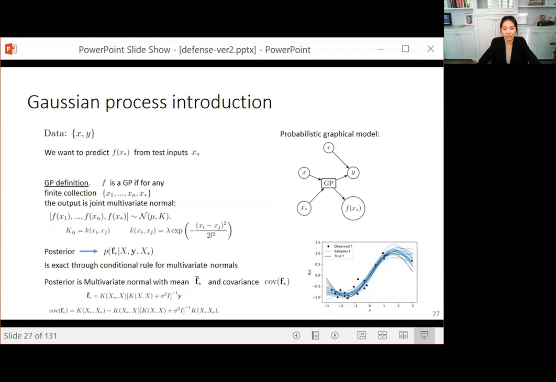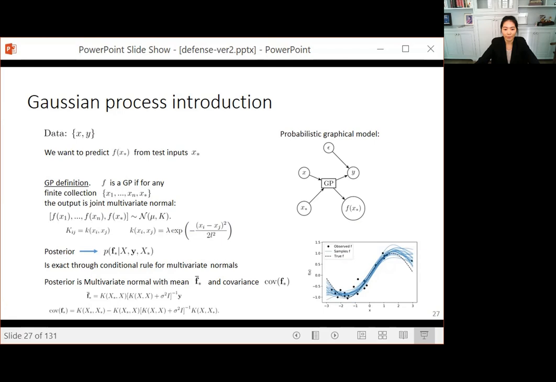Previously we mentioned the Gaussian process, so I'm going to give an introduction. We have some data X and Y, and we want to predict F of X star from the test inputs X star. So this is the definition: F is a Gaussian process if for any finite collection X, X star, the output is joint multivariate normal.